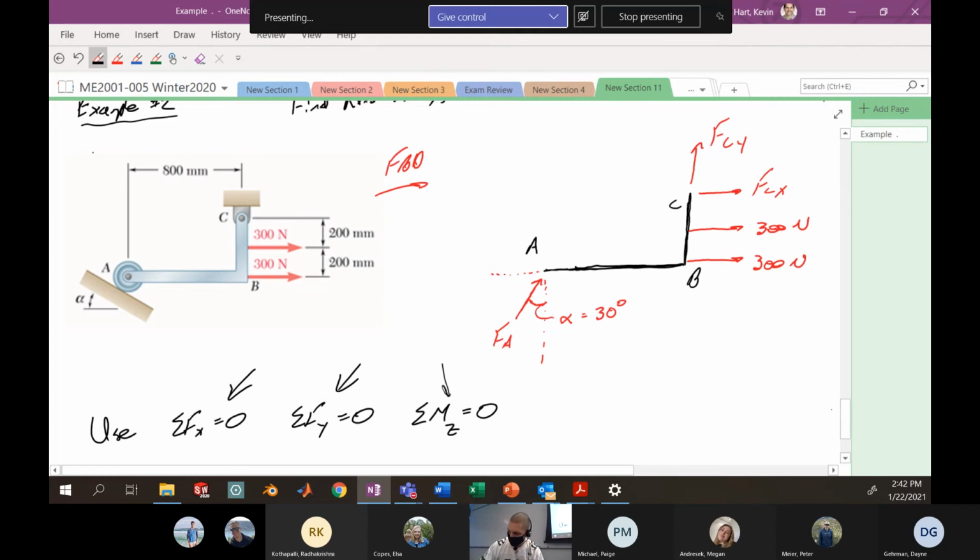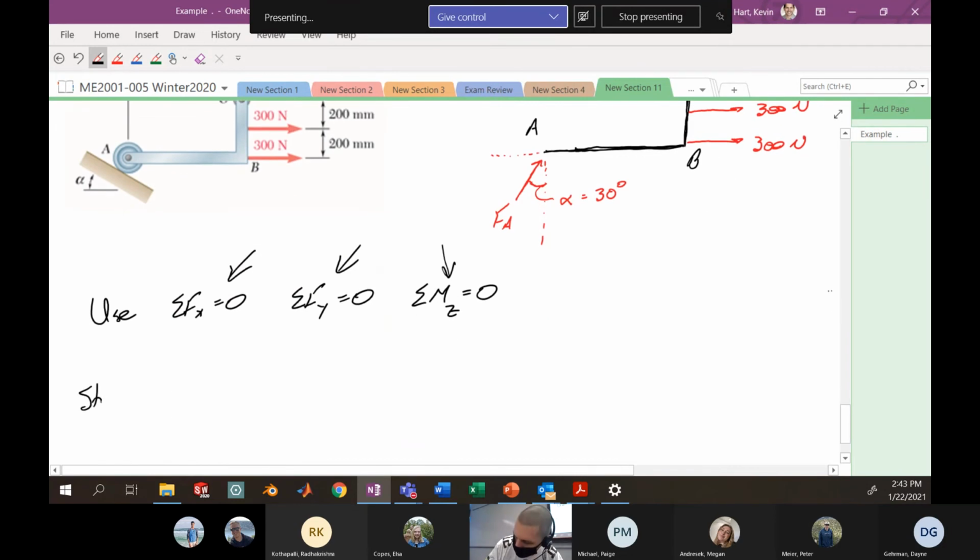But I think, again, the best place to start is summing the moments about z equal to 0. That's because we have two of our unknowns, FCY and FCX, both at one location. That here is point C. So if I think about summing the moments about point C in the z direction, I will really only have one unknown that appears in my equation, and that's this FA. So let's just do that. Sum of the moments about C in the z direction equals 0. I know it sounds a little strange, but that is the way.